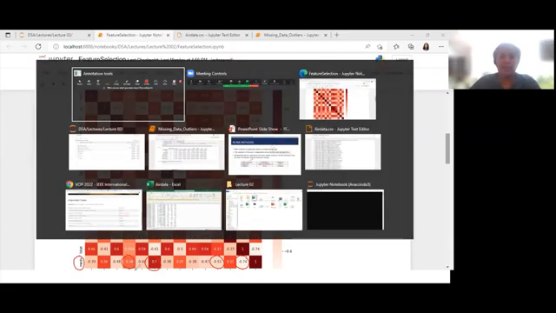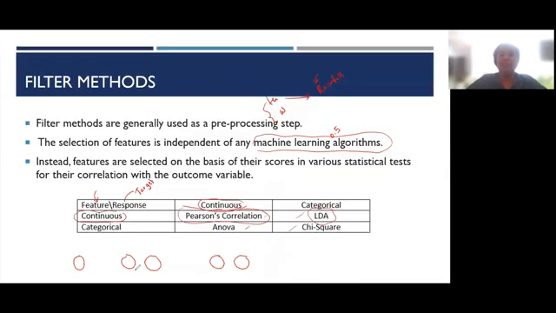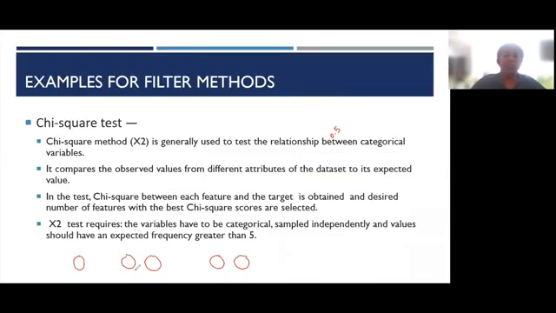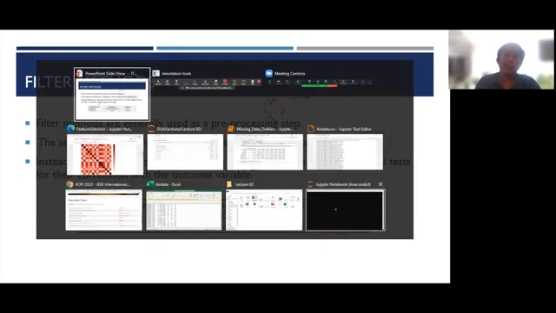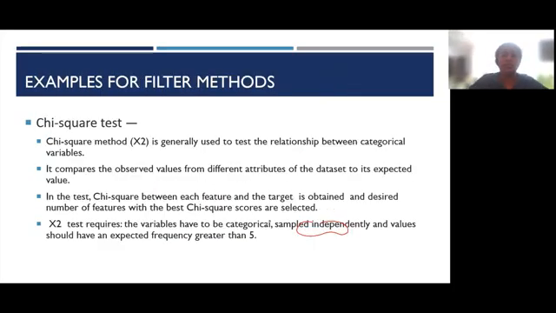Actually, there are slides. Let's go to the slides, complete them and come back. Okay, so here it's about the chi-square test. So what is chi-square? You can use chi-square when your feature and target are both categorical variables. It is generally used to test the relationship between categorical variables. It compares the observed value from different attributes of the data set to the expected value. Expected is the target. So different attributes you compare with the target, get the chi-square value, then see.